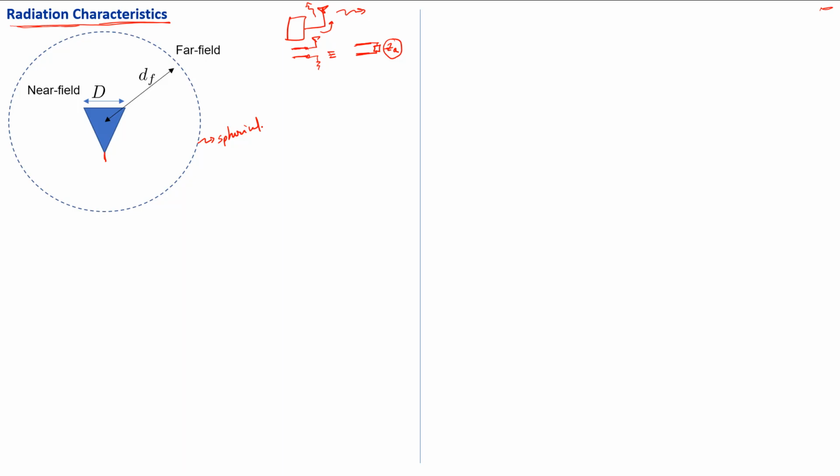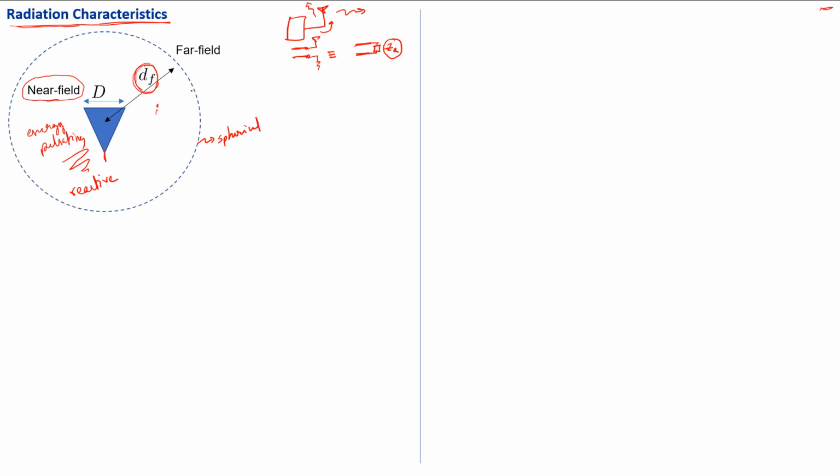How the radiation characteristics are going to be is quite different in the space surrounding the antenna, depending on how far that space is from the antenna. For example, if the point that we are looking at is less than the distance DF, we call that the near field of the antenna. In the near field, the energy is pulsating, going back and forth into the antenna, and it is a reactive energy, meaning that it is not flowing out.